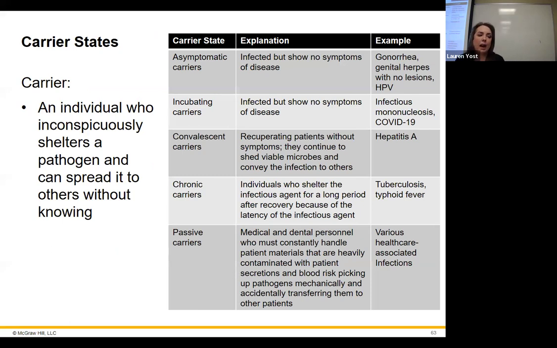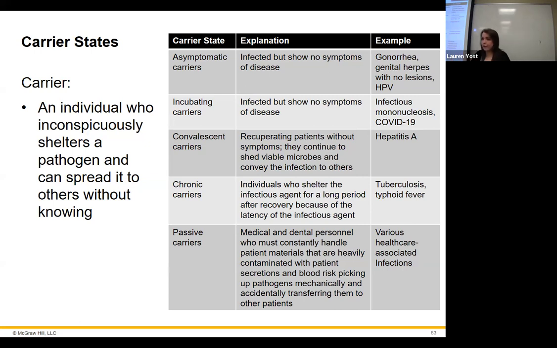Then we have carriers. These are people like Typhoid Mary who have the disease or the organism and can spread it, but they don't necessarily have any symptoms or don't even know that they have it, right? So you can have all sorts of different kinds of carriers, asymptomatic, incubating, you just got the disease and it's growing. You can be contagious during that time and not have symptoms yet, but still be contagious.